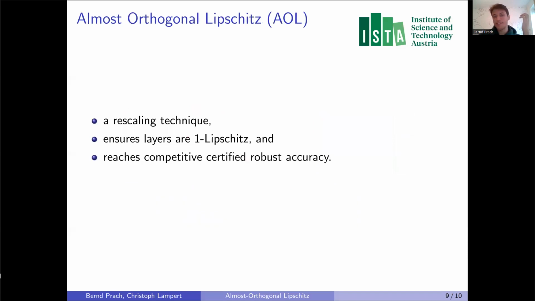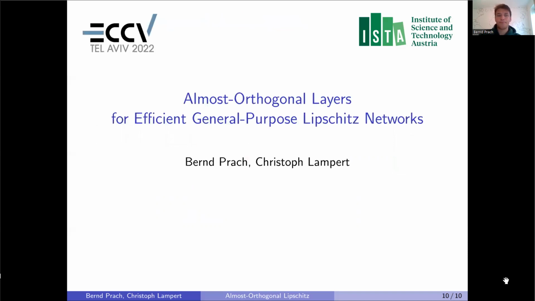Summarizing, we propose a technique that we call AOL for almost orthogonal Lipschitz. It makes fully connected as well as convolutional layers guaranteed one-Lipschitz. We use it to construct networks that reach competitive certified robust accuracy. For details, check out our paper, Almost-Orthogonal Layers for efficient general-purpose Lipschitz networks.